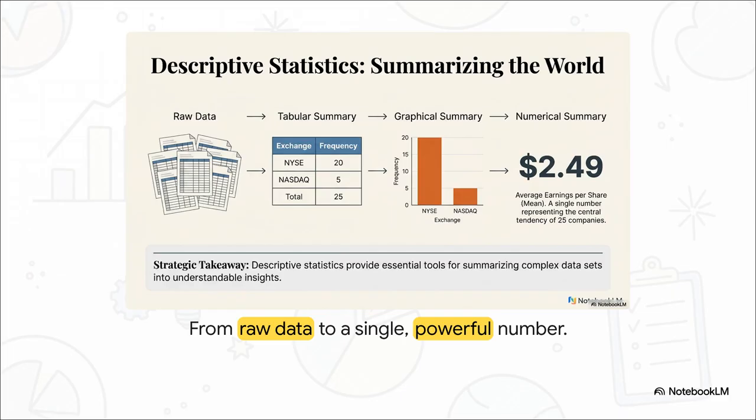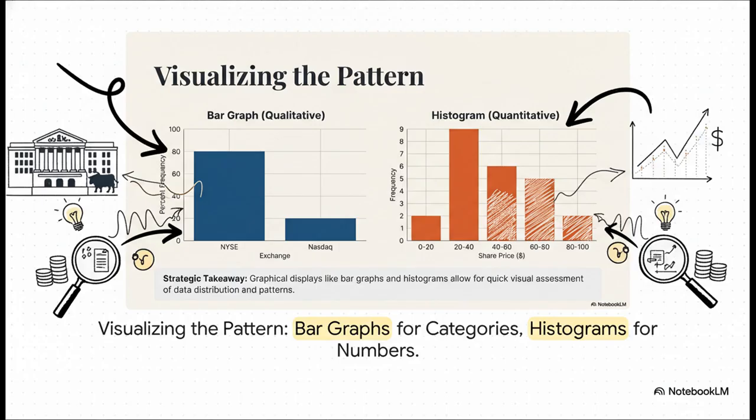The first thing we do is organize them, maybe into a nice, clean table. From there, we can turn it into a visual, like a graph. And finally, we can boil all of that complexity down to one single powerful number, like the average earnings per share. We've literally gone from a pile of numbers to a clear insight.